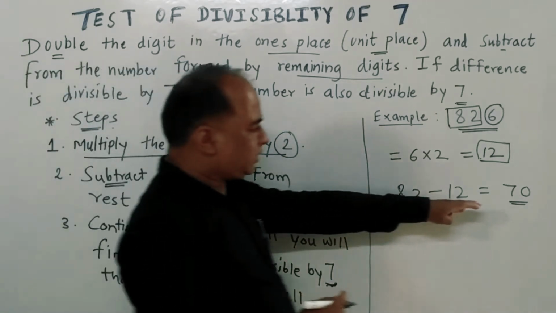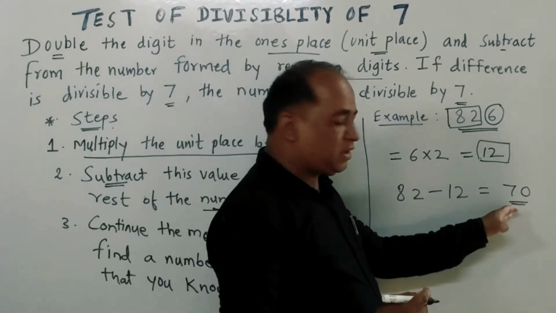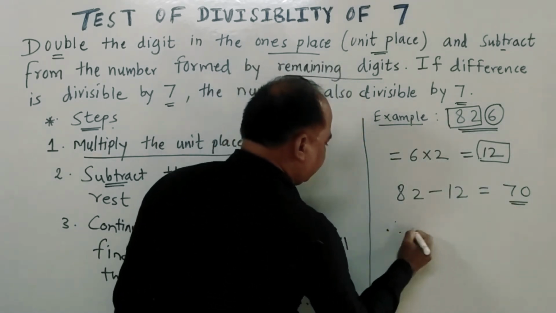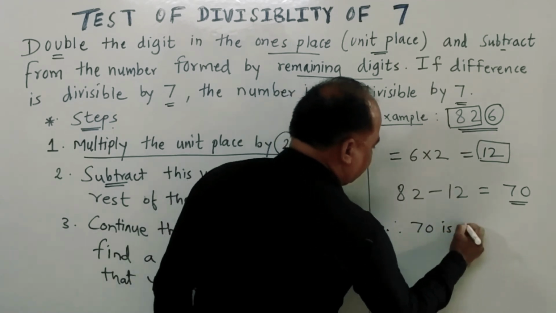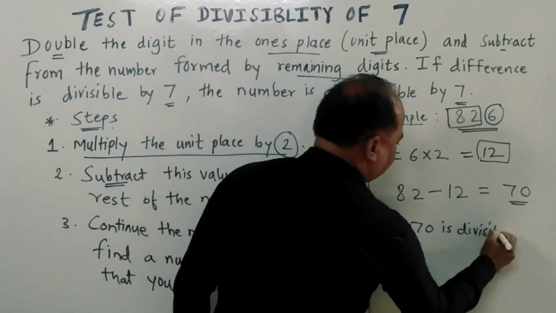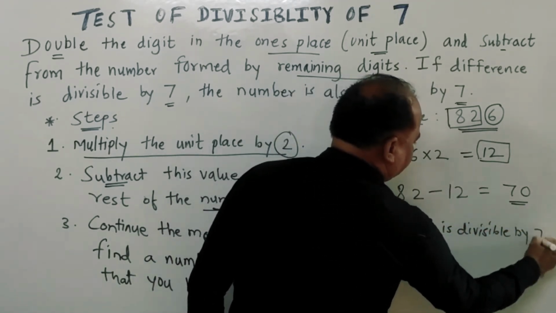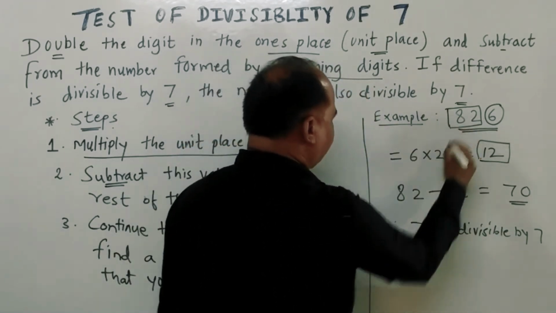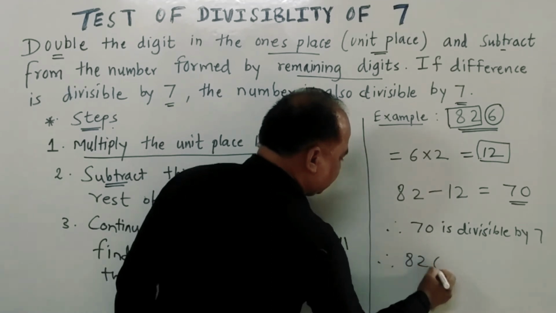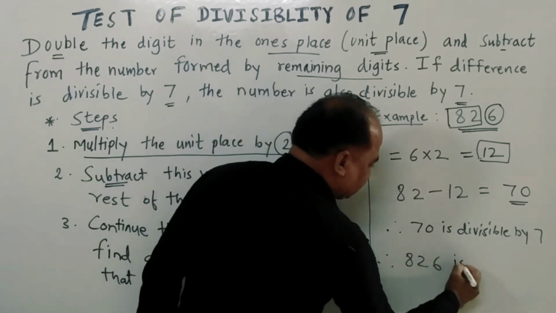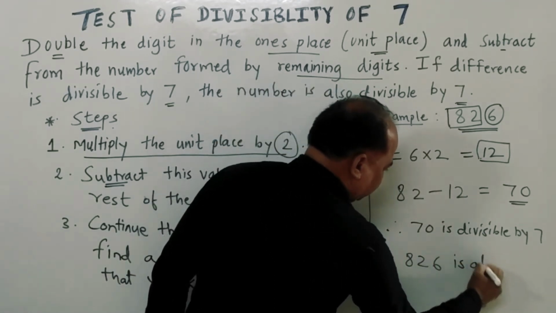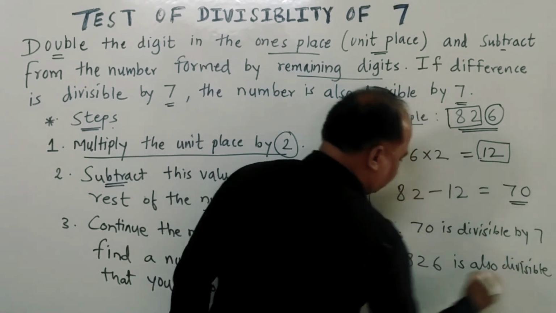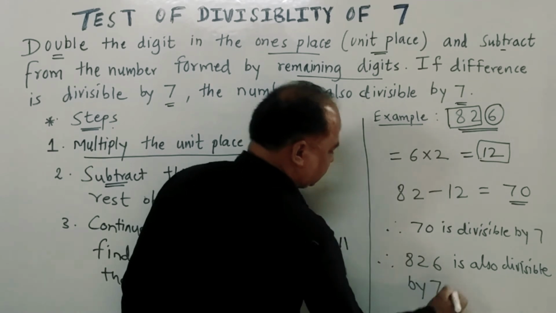Now here we found this number 70 is divisible by 7. 7 times 10 is 70. Therefore 70 is divisible by 7. Therefore the given number 826 is also divisible by 7.